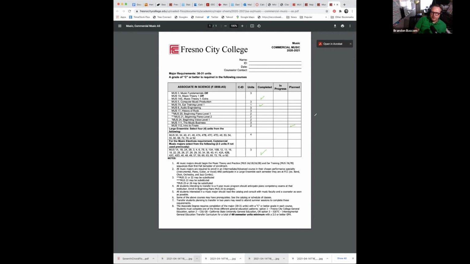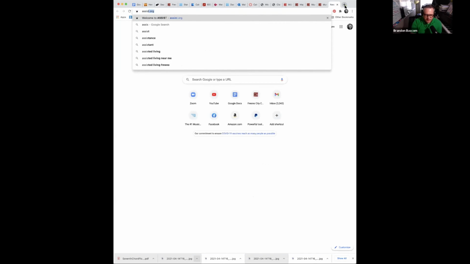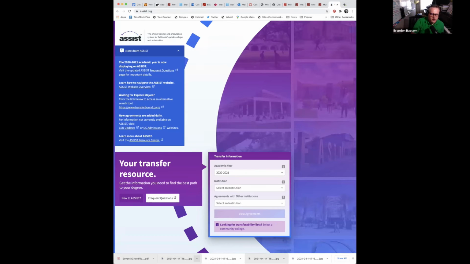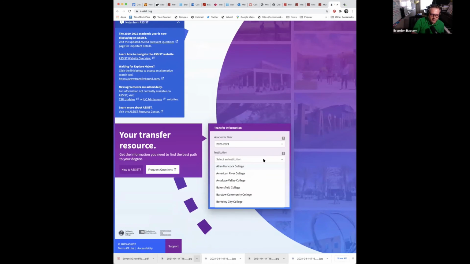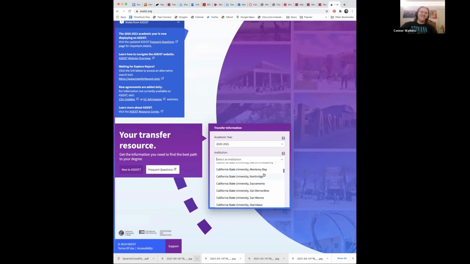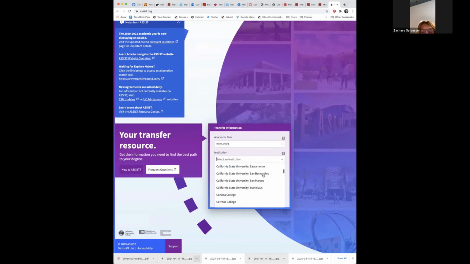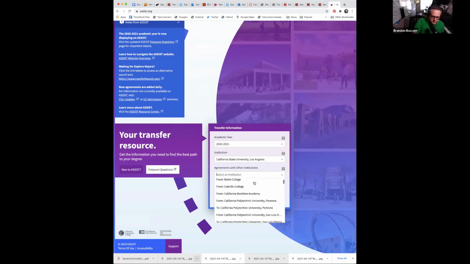Now, a couple other things I want to throw your guys' way. There's a website called assist.org. And assist.org is a money-saving calculator. Because you can say, all right, I want to go to, where do we want to go? Where do you want to go to school? It's got to be in state. CSULA. And I'm at City College.